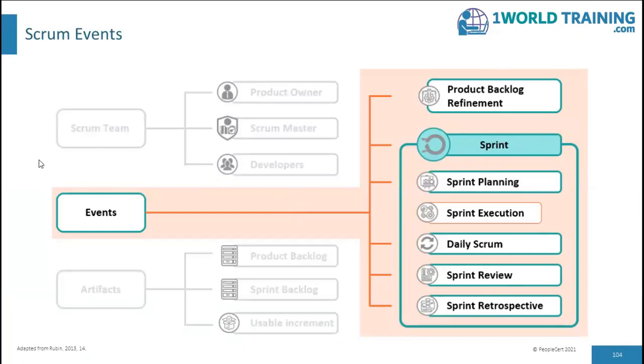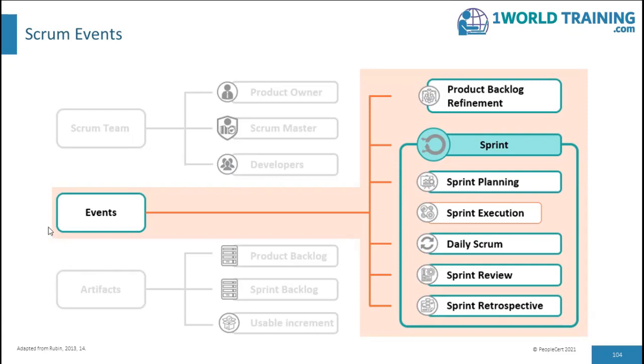We take a holistic look at the Scrum framework. It includes the Scrum team, the Scrum events, and the Scrum artifacts, apart from other rules, principles, etc. We already covered the Scrum team made up of the product owner, the Scrum Master, and the developers. We've also discussed artifacts, namely the product backlog, sprint backlog, and usable increment.